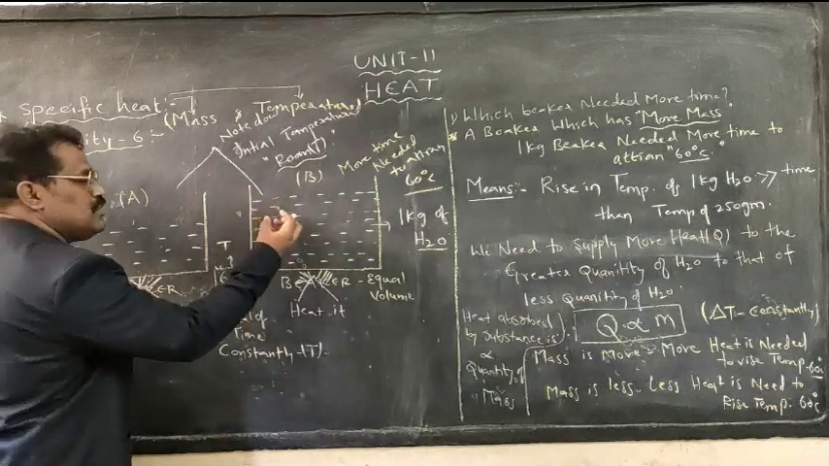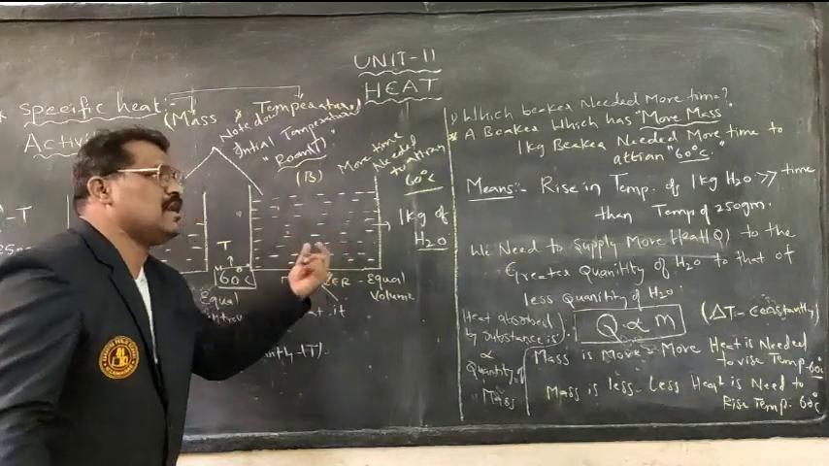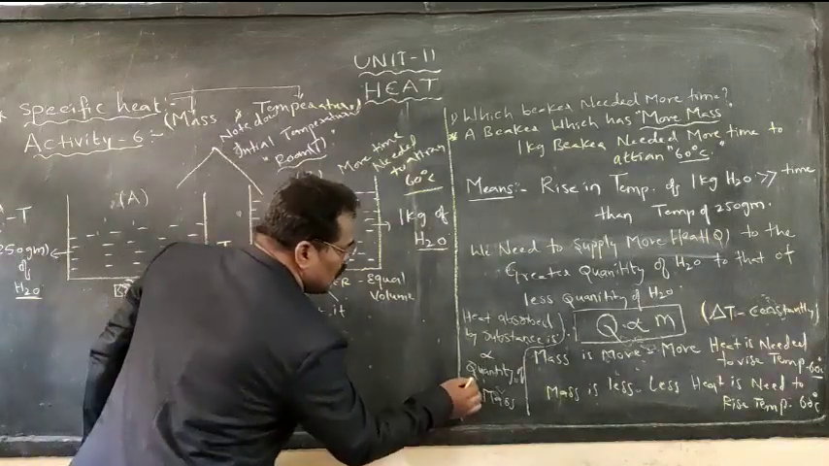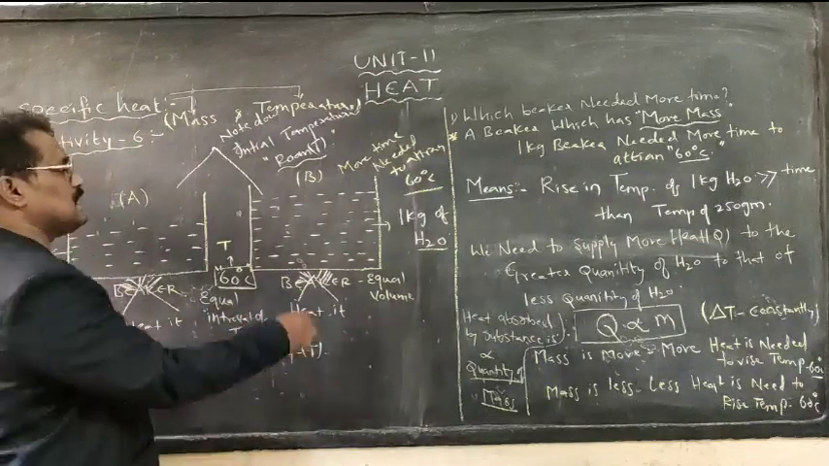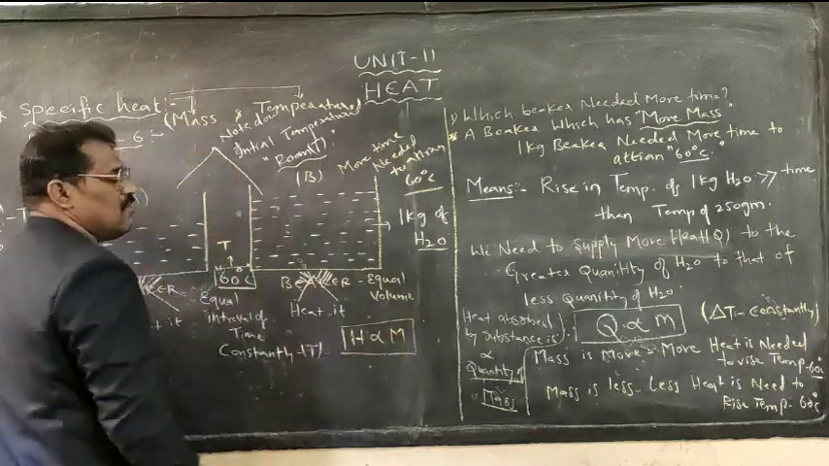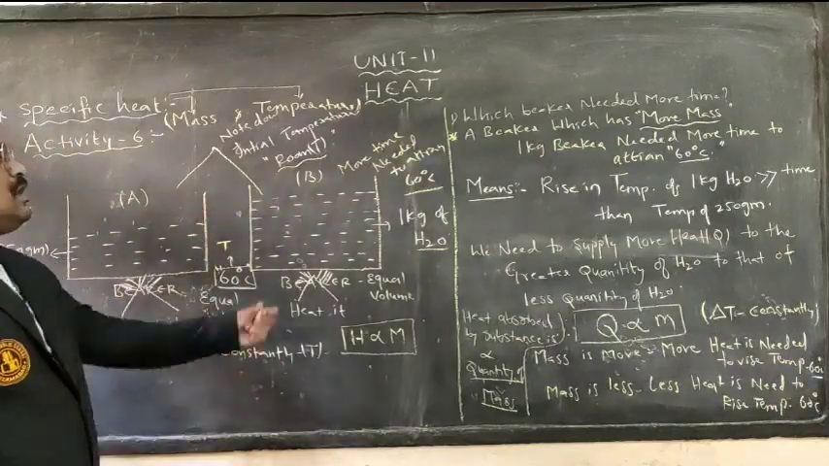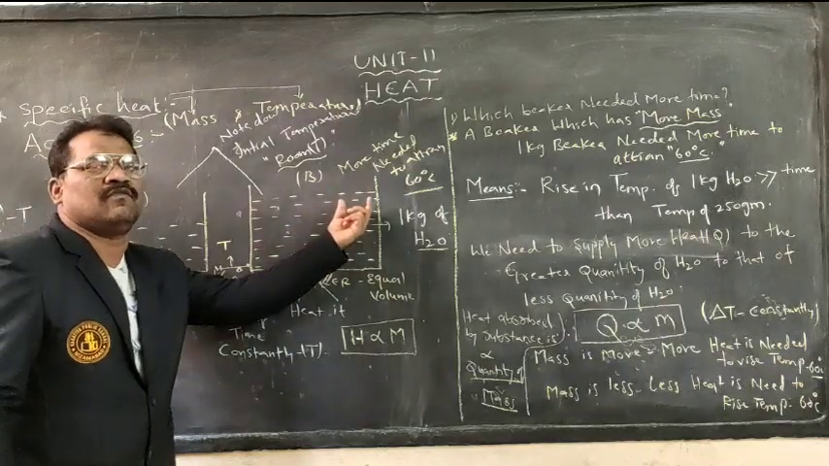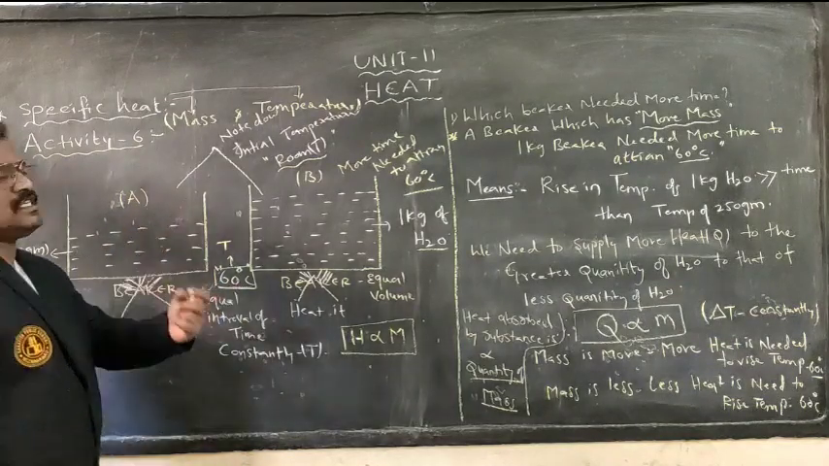Heat absorbed by a body, either a body of 1 kg mass or a body of 250 grams, is directly proportional to the quantity of mass. Heat supplied to this body is directly proportional to the quantity of mass. If there is more mass, more time is needed to attain a temperature of 60 degrees. If there is less mass, less time is needed to attain 60 degrees centigrade.